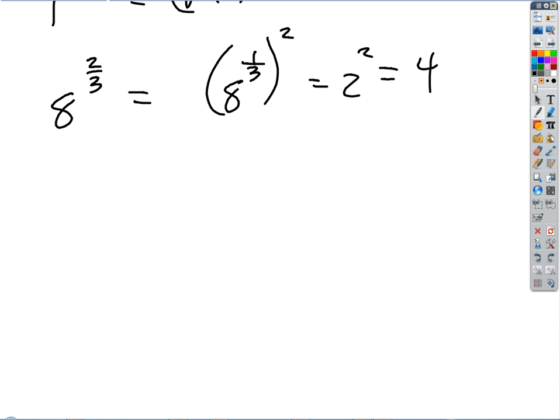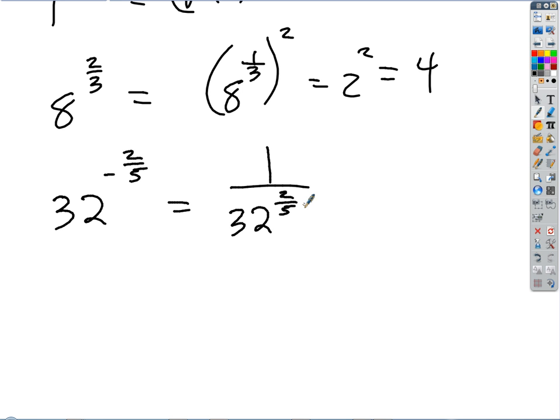What if I have a negative, like 32 to the negative 2/5? Don't panic with the negative. What's that mean? We have a negative exponent. Yeah, it just goes to the bottom, right? So that's the same thing as saying 1 over 32 to the positive 2/5.